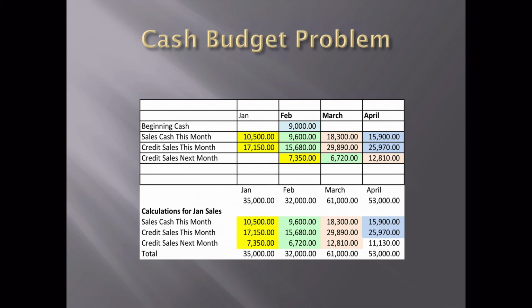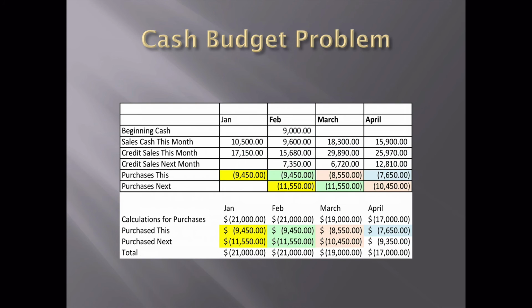And now we're going to look at our purchases. So, purchases are pretty simple. We had purchases this month and purchases next month. Since purchases are an expense, I just made those negative numbers so I could just add everything up. And our purchases this month of the $21,000 are $9,450. I think that was 45%, and then 55% of 21,000 is 11,550.